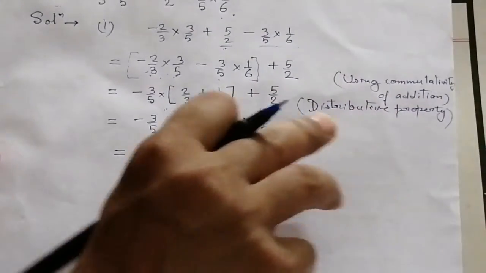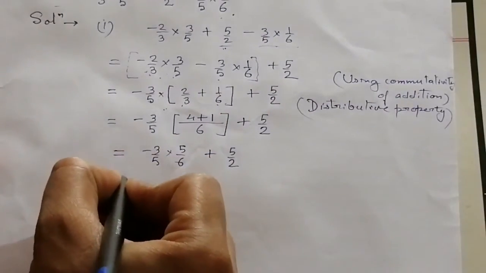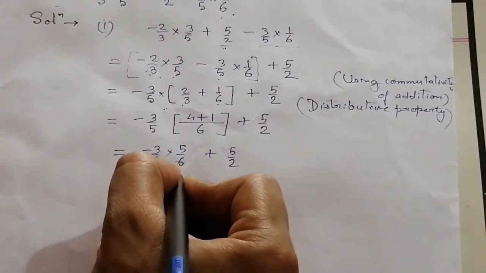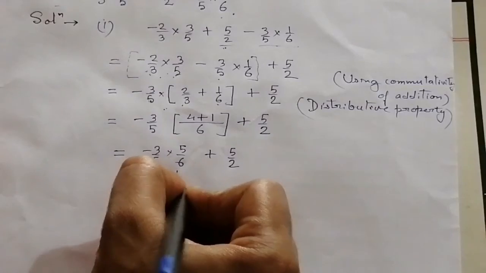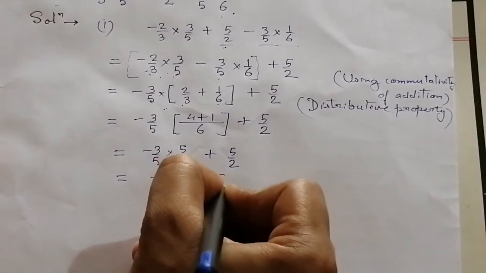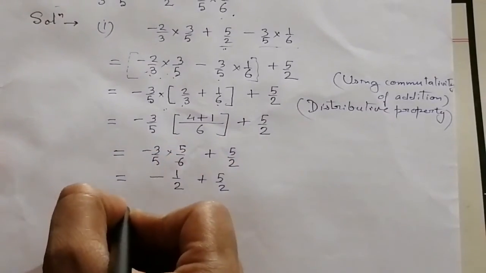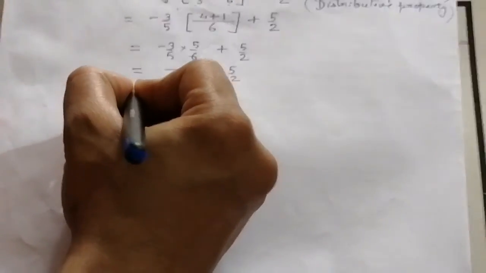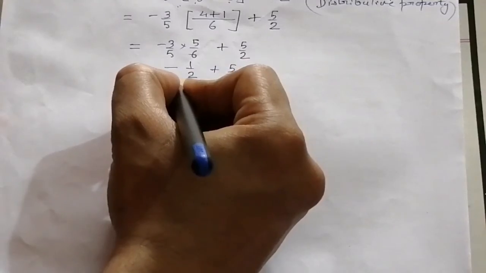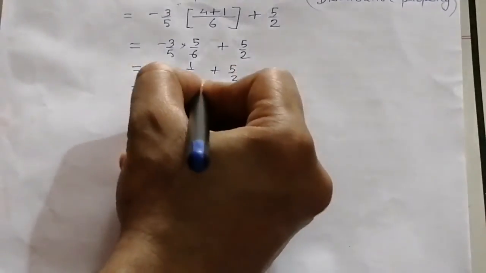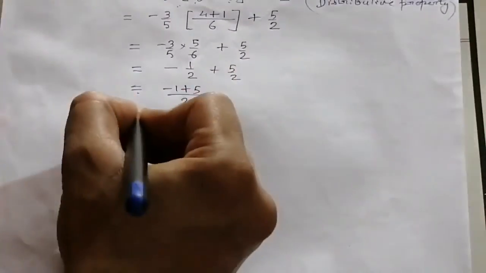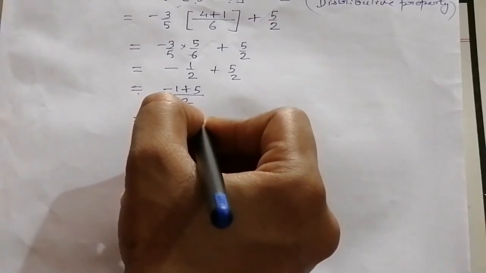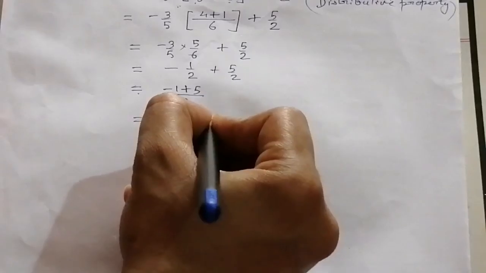Okay, this will make our calculation much simpler. Here we get minus 1 over 2 plus 5 over 2, and this will give minus 1 plus 5 over 2, that is equal to 4 over 2. That means it is equal to 2.